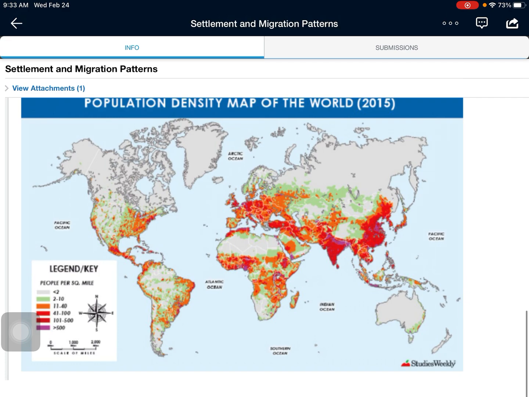So if you're looking at your map here, do you notice any patterns that we see on this map? If you want to pause the video to take some more time to look at it, go ahead and do that.